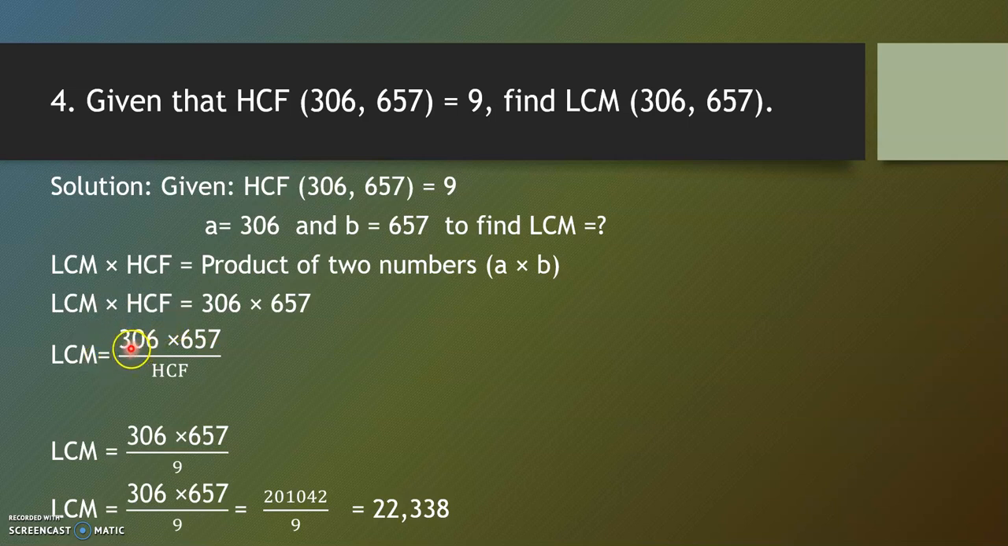LCM can be equal to 306 into 657 upon HCF. So 306 into 657 upon HCF, which is given as 9. So we have taken it 9. And then when you multiply both of these numbers, or you can directly simplify it also, then you will be getting 22,338 as the LCM of the two numbers.